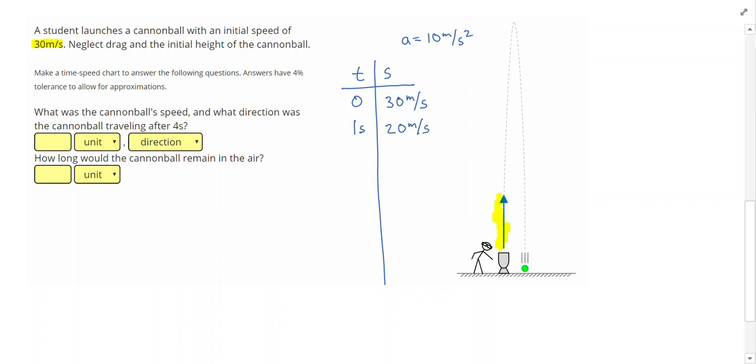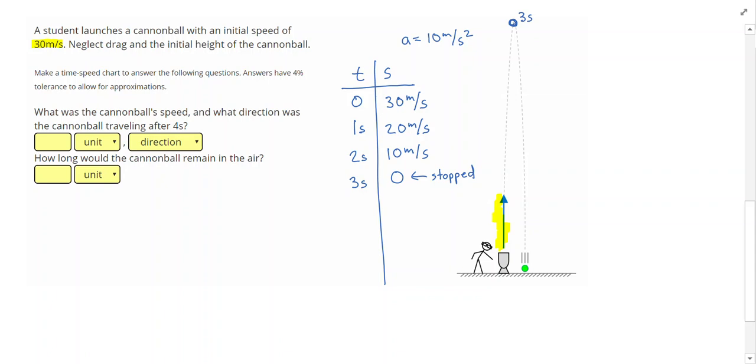So after 1 second, the speed is 20 meters per second. After 2 seconds, the speed will be 10 meters per second. After 3 seconds, the speed will be 0. So what's happening right there is the ball has stopped. So just for a second, the ball comes to a stop, and that happens at the highest point right here. So this is at 3 seconds, the ball comes to a stop.